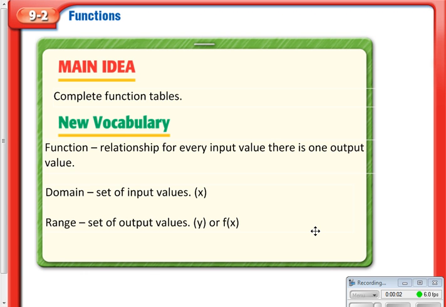Lesson 9.2 is covering functions. You're going to be completing function tables, something that we've actually done this year already when we graphed. A function is a relationship where for every input there is one output.